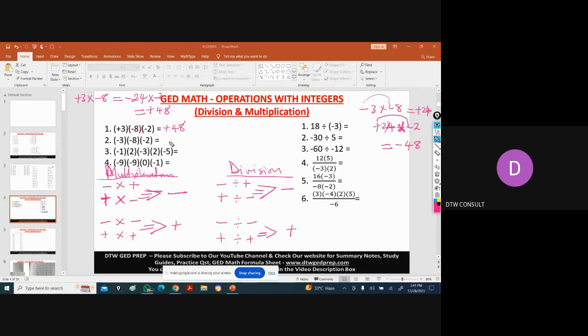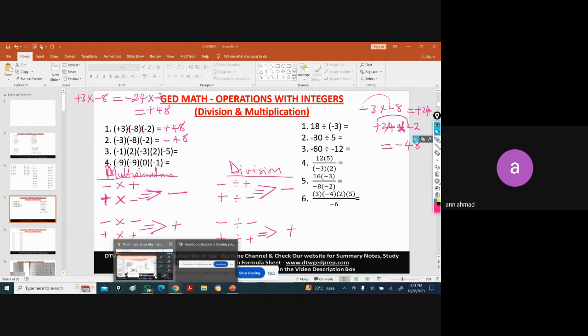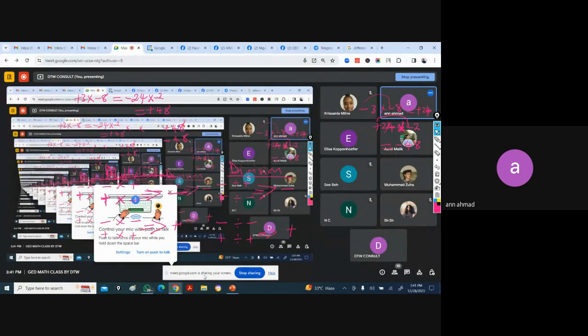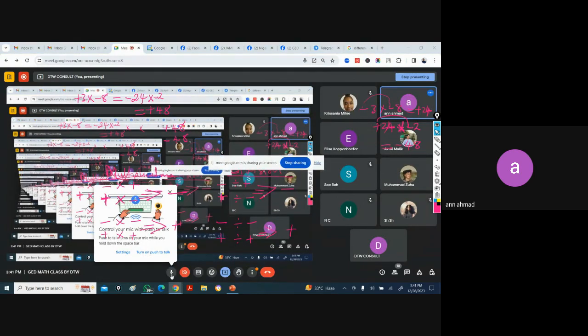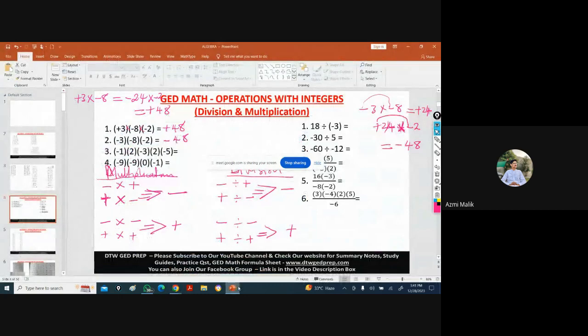Okay. So here, our answer is negative 48. Now, can you guys quickly do this too? Quickly, number 3 and 4. Let's quickly do this. The answer is negative 30.